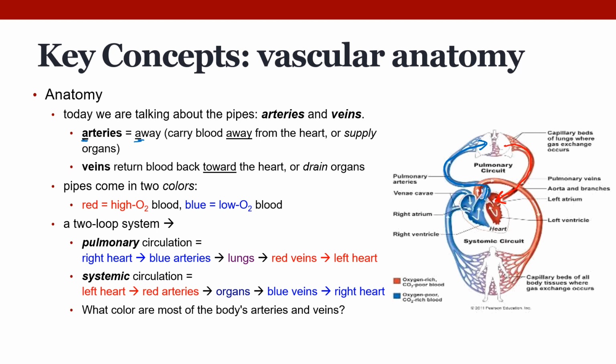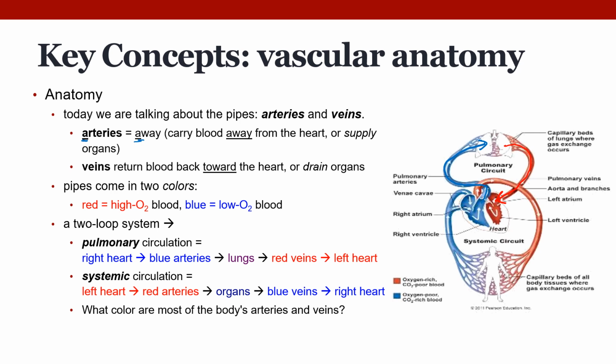Veins return blood back toward the heart, and another way of putting this is, if you want to think about the organs instead of the heart, we say that arteries supply blood to an organ and veins drain blood from the organ. Doesn't mean that you ever actually drain the blood out of an organ. It just means that as blood leaves the organ, it's being drained by a vein.